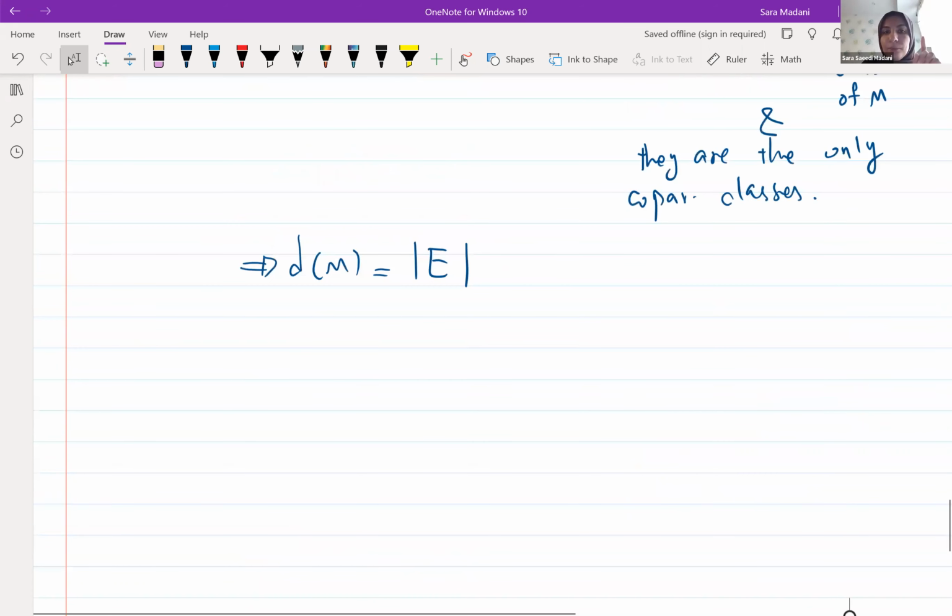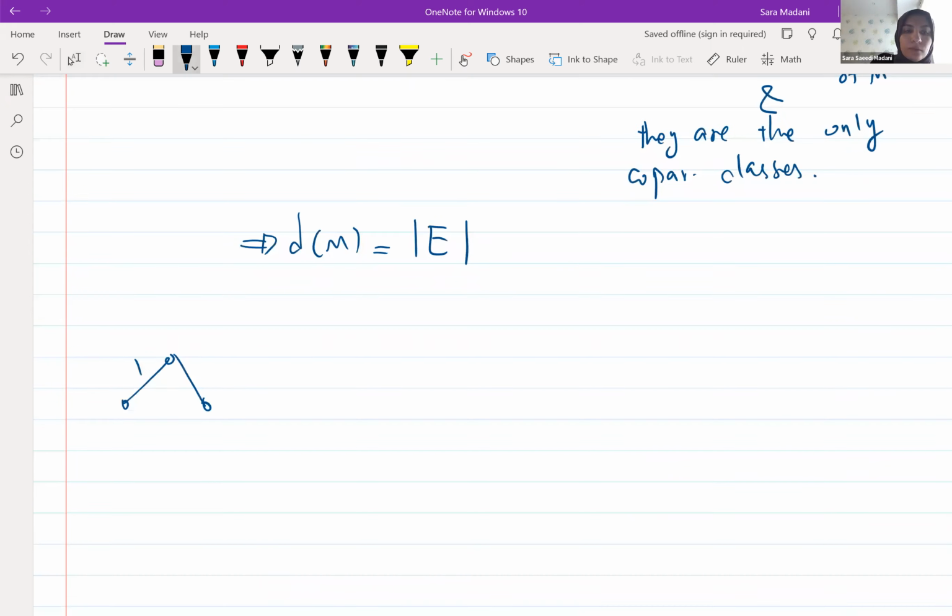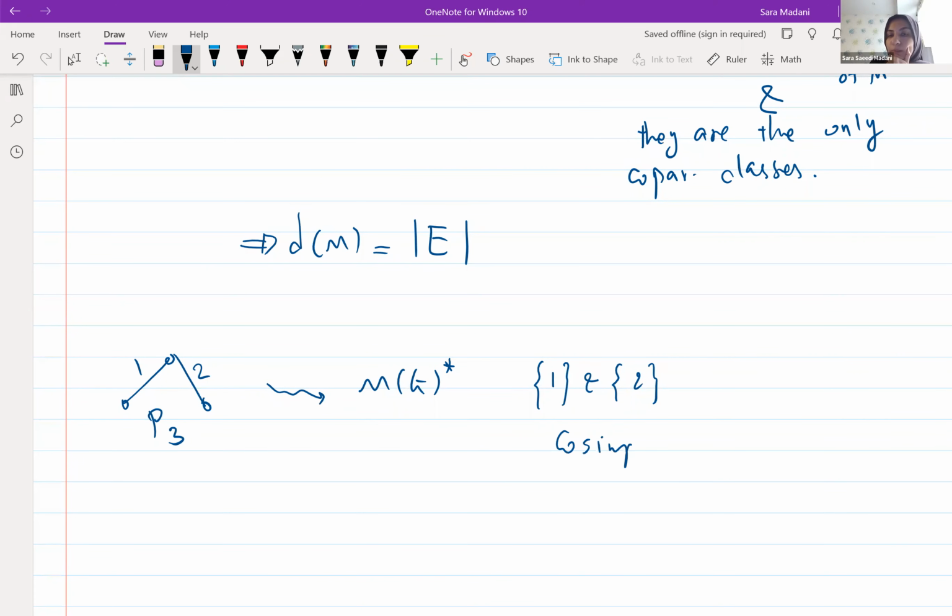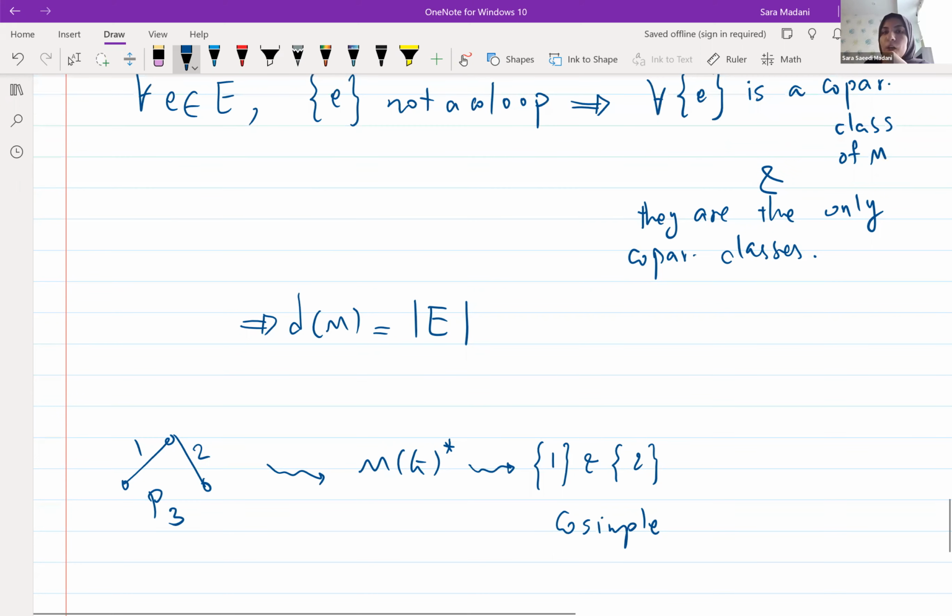We saw this example of P3 yesterday. Maybe I just draw it again. And we worked with M_G star. If you remember, the only co-parallel classes there were just 1 and 2. And this was co-simple. This was the moment that I was asked by one of you about such a nice class of matroids. So M_G star is co-simple, so we are allowed to use this corollary for it.